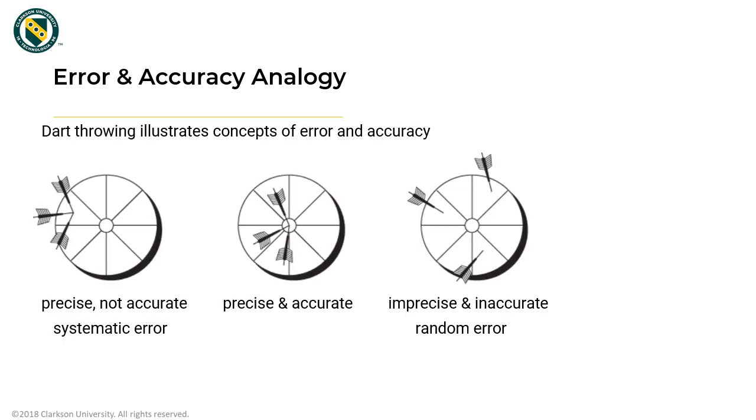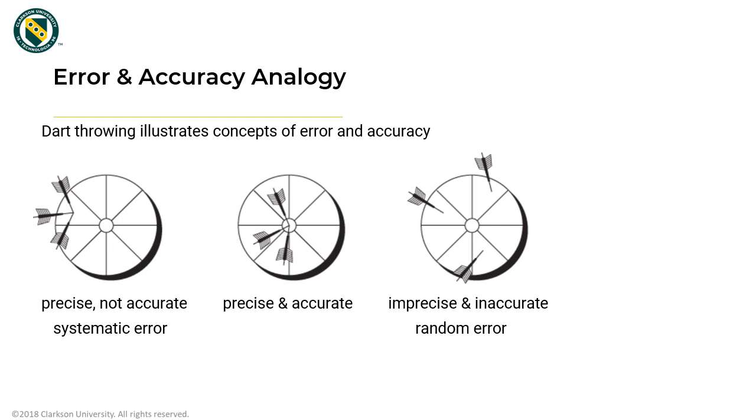Dart throwing is a useful illustration of error and accuracy concepts. The best case scenario in terms of accuracy and precision is when all of the darts hit the bullseye, as evident in the middle. If, however, darts consistently hit the same spot just left of the target, as shown on the leftmost board, the thrower is precise and has high repeatability or low random error, but a systematic error is obvious. A good thrower might be able to correct aim and fix this systematic offset.